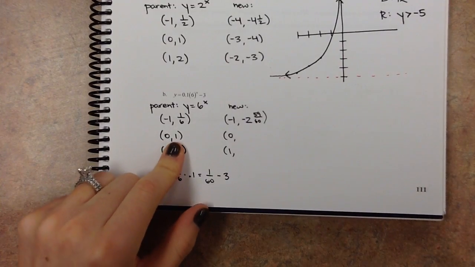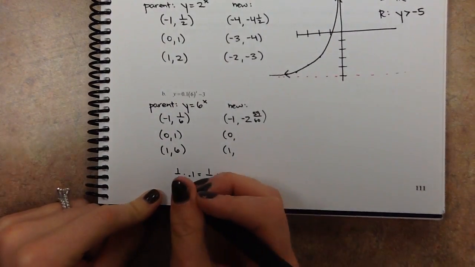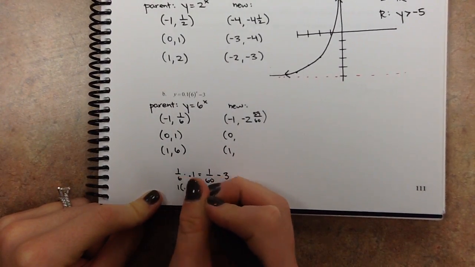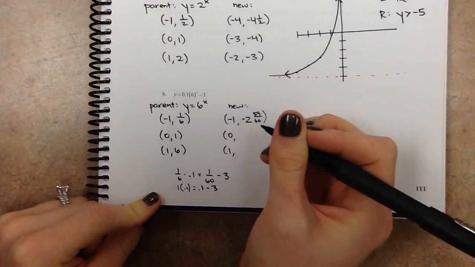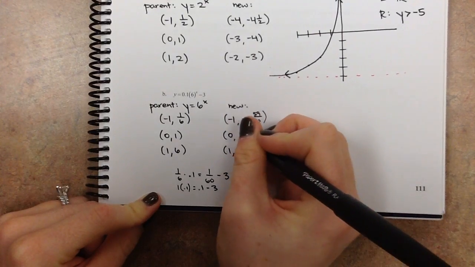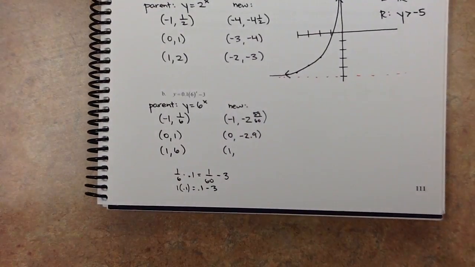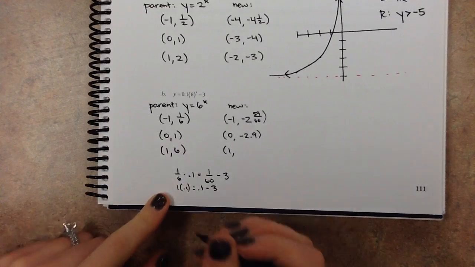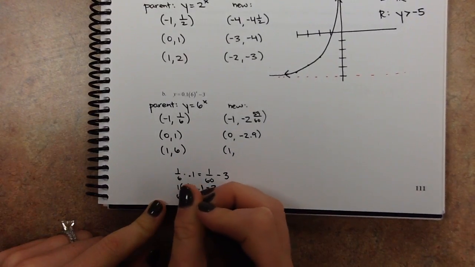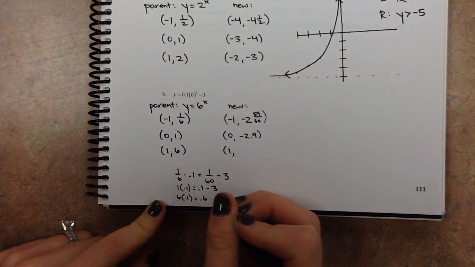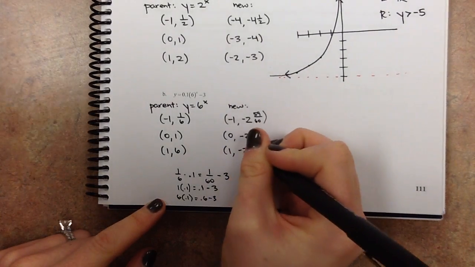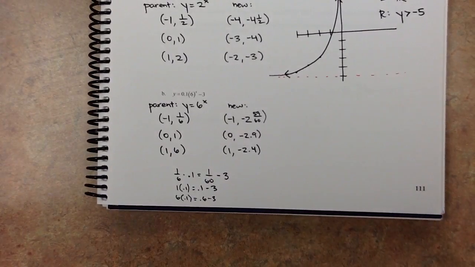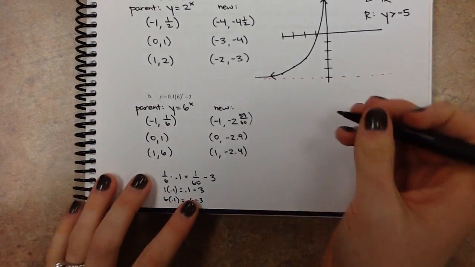And then this one, so if I take 1, multiply it by 0.1, I get 0.1, and then I'm going to subtract 3. So that gives me a -2.9. And then this one, I start with 6. I'm going to multiply that by 0.1. That gives me 0.6, and then I will subtract 3. All right, so that gives me -2.4. And you could double check all those points in your calculator if you wanted to.